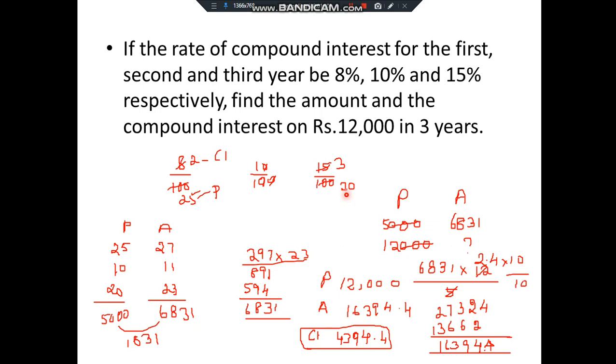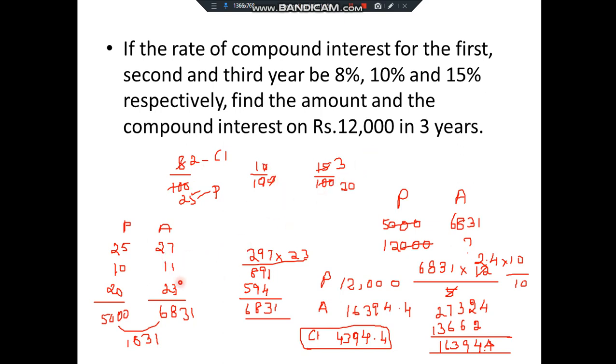So what does your denominator represent? Principal, and in your numerator it is your compound interest. But as I told you, in the fraction method we require principal as well as amount only. So the principal we know, and now find the amount. Principal plus compound interest: 25 plus 2, which is 27, then 10 plus 1, which is 11, and 20 plus 3, which is 23.